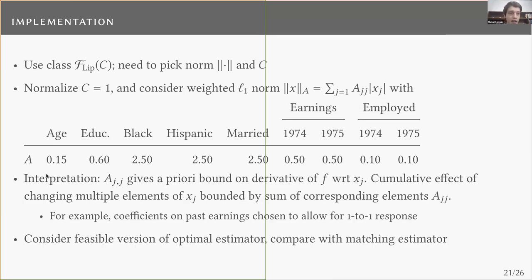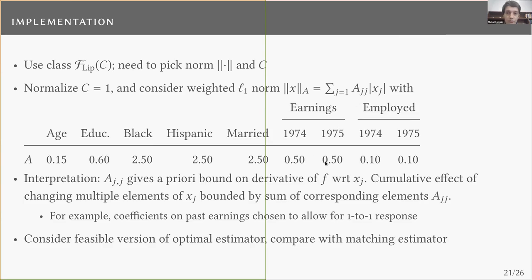So for instance, just as an example, the outcome here is earnings. If I look at, say, the Black indicator here, 2.5 means that if I change the person from Black to white, their earnings are gonna change by at most $2,500. So same for Hispanic and married. To give you an idea, the average earnings for the treated sample here are $7,500. So these are pretty generous bounds.